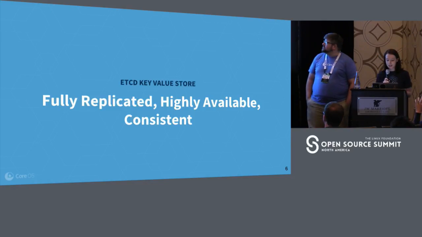So etcd is a fully replicated, highly available, and consistent key value store. Now, for those of you who aren't familiar with those terms, we're just going to quickly break that down. Fully replicated means that the entire store is available at every location in the network. Highly available means that it's designed to avoid single points of failure and ensure that when hardware and networks fail, it does not cause interruption or degradation in service for the end user.